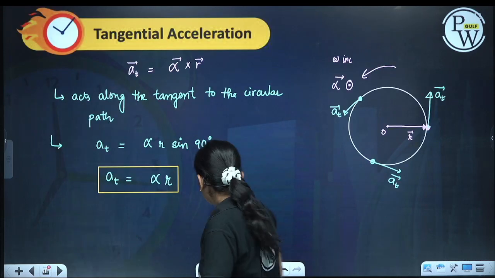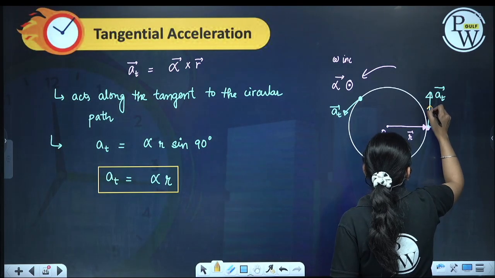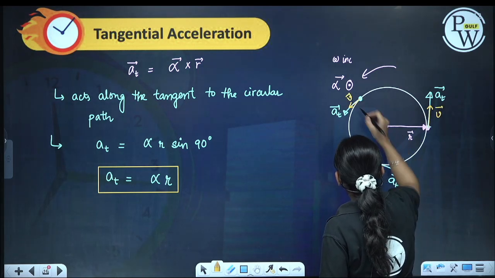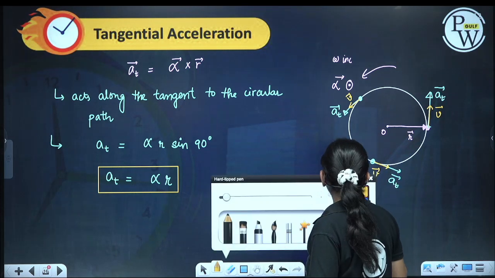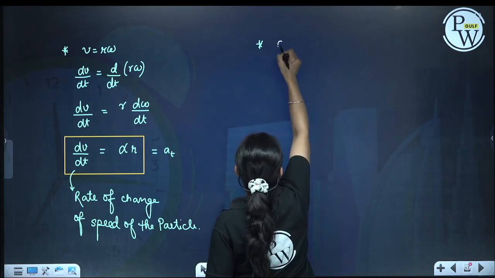Now AT is also along the tangent to the path, and if we draw the velocity it will also be along the tangent. So AT and v are parallel to each other.